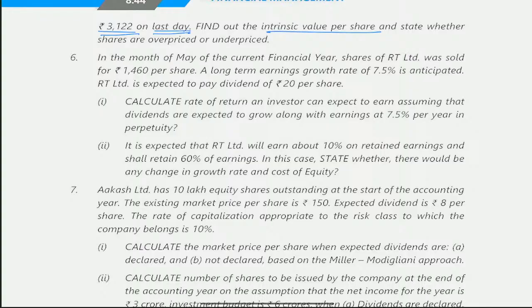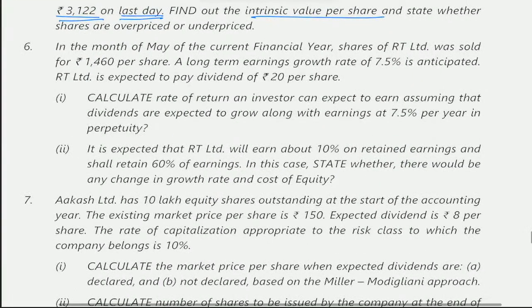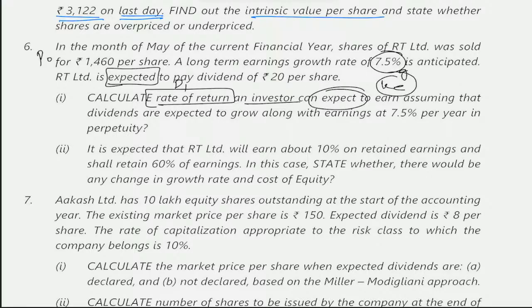In the month of May of the current financial year, shares of RT Limited was sold for 1460. Okay? When you read the question, half the answer should be over. Simply to tell, this is the price, P naught, 1460. Growth rate, 7.5. Okay, dividend, expected dividend means D1. So D1 is there, P naught is there, G is there. He is asking rate of return an investor expect means what? KE with a 7.5% growth. Okay, shall we calculate? Let's do.